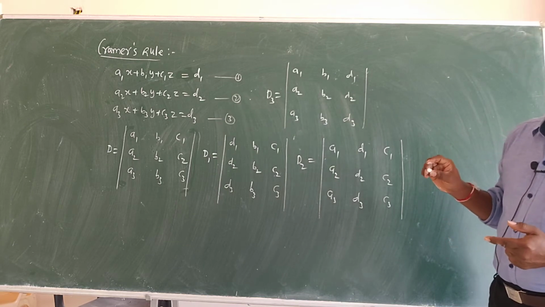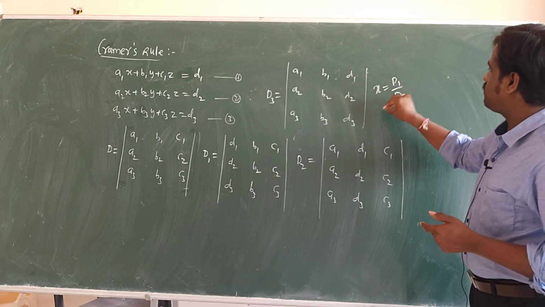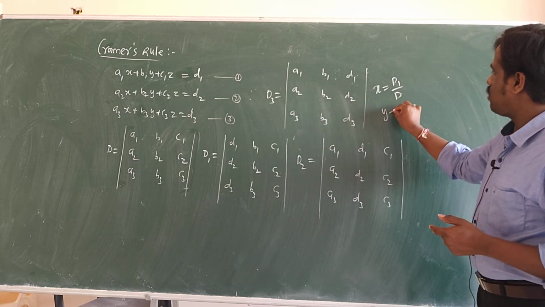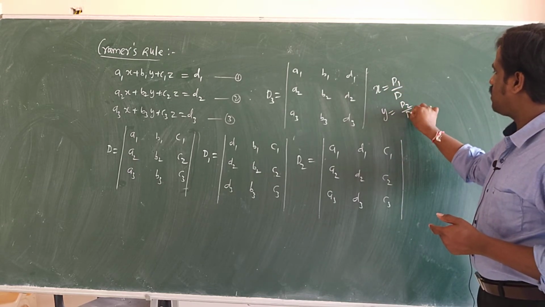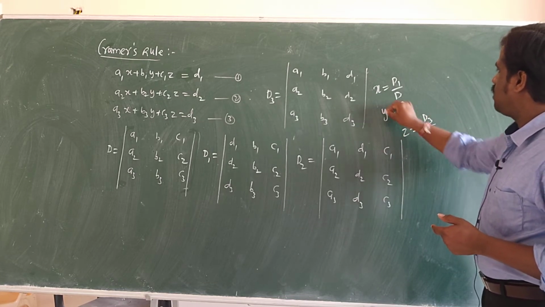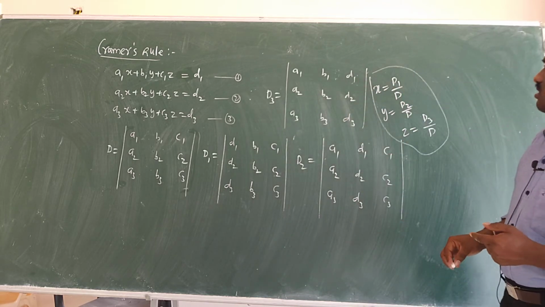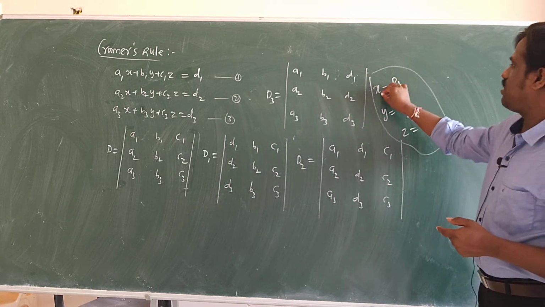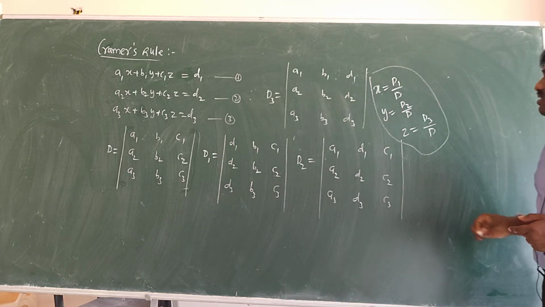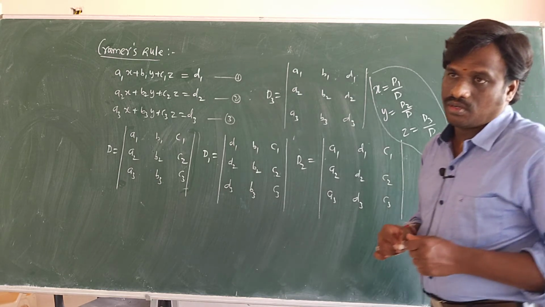Then the solutions are x is equal to D1 by D, y is equal to D2 by D, z is equal to D3 by D. This is the solution for the given linear equations. Therefore, x we write as D1 by D, y is equal to D2 by D, z is equal to D3 by D. This is what we call Cramer's rule.